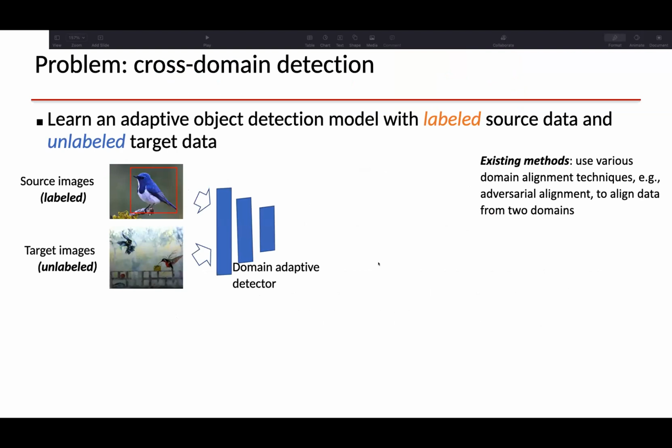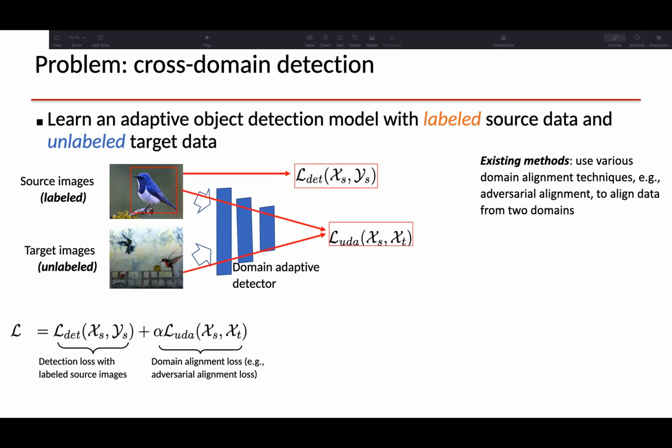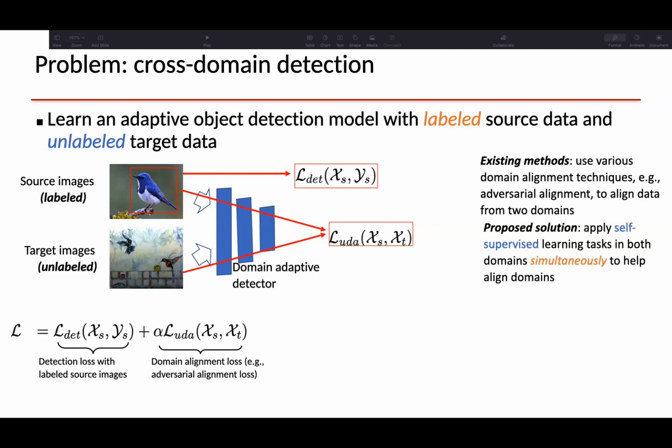The problem of cross-domain detection is to learn an adaptive detection model using labeled source data and unlabeled target data. Existing methods adopt a learning paradigm where they optimize a joint loss with the standard detection loss on the labeled source images and the domain alignment loss using data from both domains. And typically the adversarial alignment loss is used.